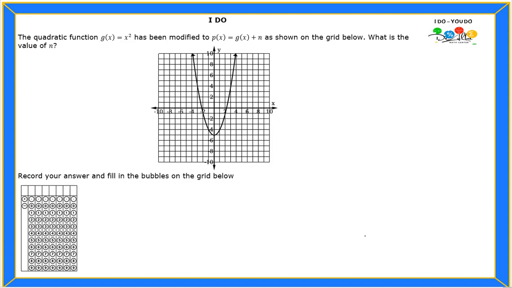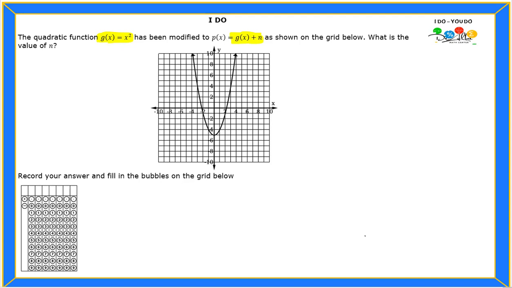Okay, so they're telling us that we had a function which was g of x, and of course this is the parent function, right? And it was modified, and when they modify it actually added a plus n, because notice how it says p of x equals g of x. So the g of x stays the same, which means x squared, and they have a plus n, right? That means that I'm adding something to that.